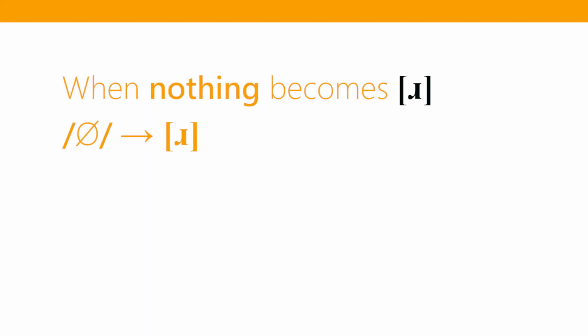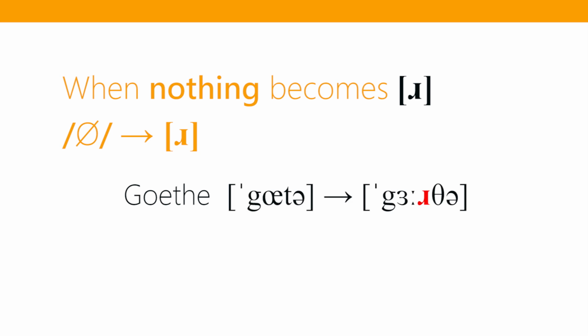But here, in a rhotic variety of English, you might have an intrusive R. So this is the symbol for nothing in phonology. So here, nothing becomes R. So for example, this word, which is pronounced in German as Goethe, in English is very likely to be pronounced as Goethe. So this was an example of intrusive R in rhotic English. All right, this evening's topic is Goethe.